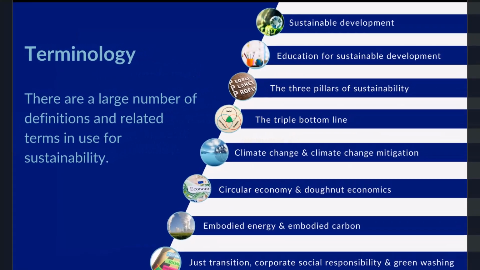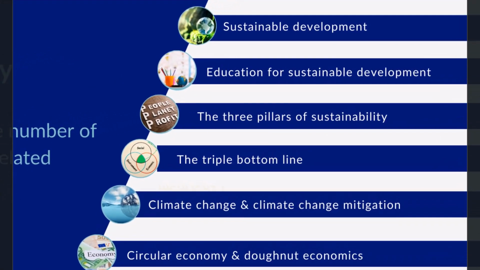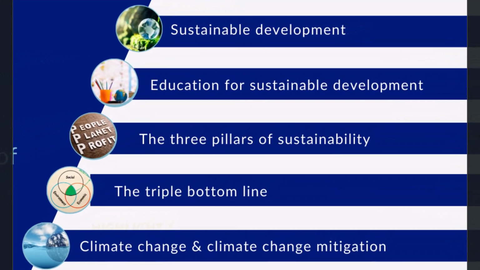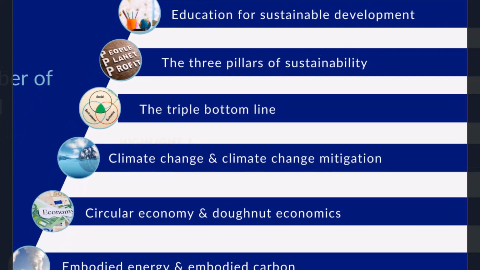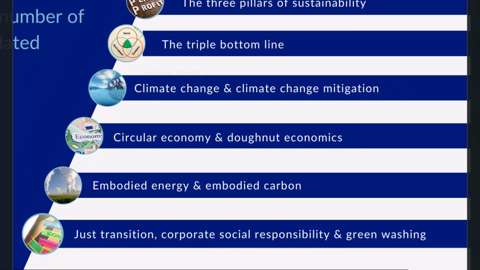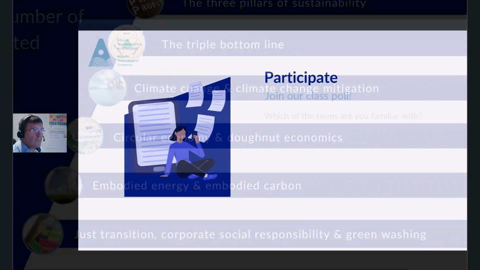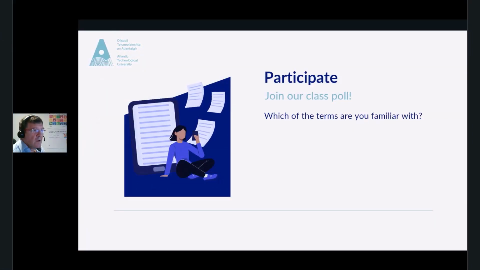The terminology we will look at includes sustainable development, education for sustainable development, the three pillars of sustainability, the triple bottom line, climate change and climate change mitigation and associated terms, the circular economy, donut economics, embodied energy, embodied carbon, the concept of what a just transition is, corporate social responsibility, and also greenwashing. Which of these terms are you familiar with?